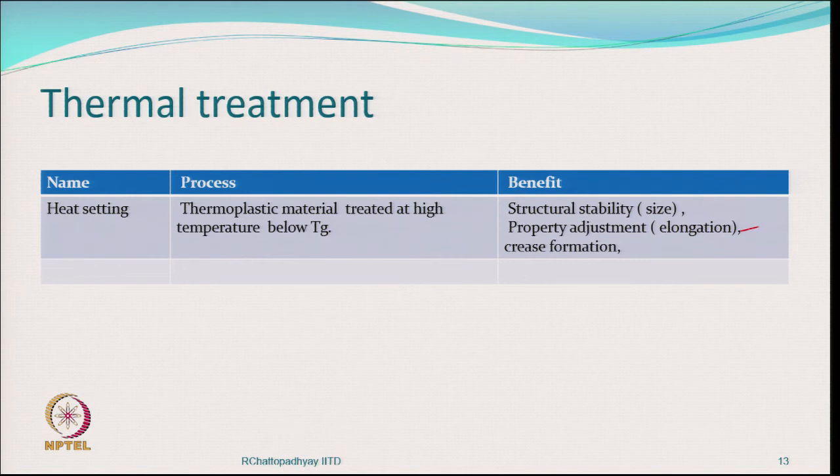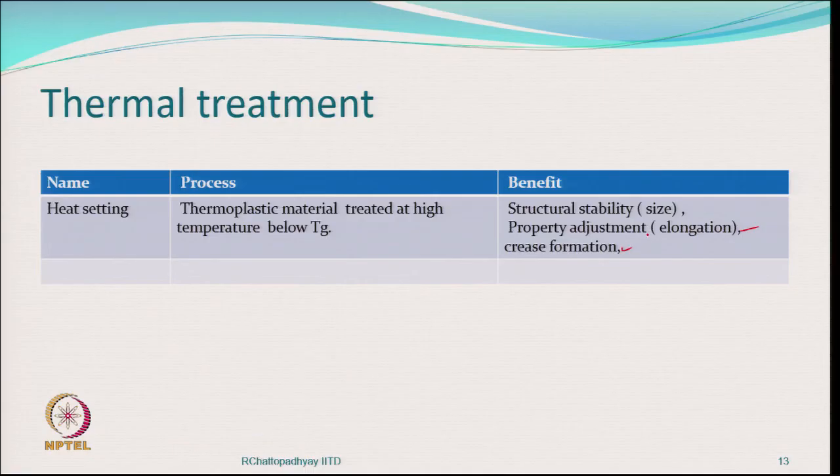As an example, let us say a car seat belt. Once a car seat belt is manufactured, mostly it is made from nylon, after that it has to pass through a heat treatment process where we try to adjust its properties, so that we give a certain amount of stretch and heat combination for a certain duration of time, so that we get the desired property in the seat belt.